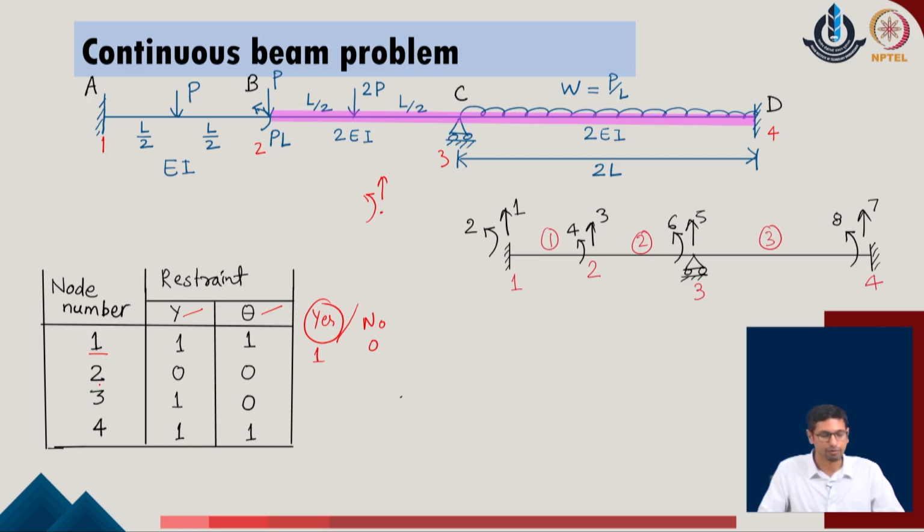Similarly, we have defined the restraint conditions for joints 2, 3 and 4 in the given problem. We realize that joint 1 is fully restrained, so both the numbers are 1; joint 2 is fully free, so both the numbers are 0; joint 3 is free to rotate, so the theta contribution is allowed; whereas joint 4 is again fixed and has been fully restrained in the given system. Now, this is as per the order of the degrees of freedom which we have defined in the given problem.